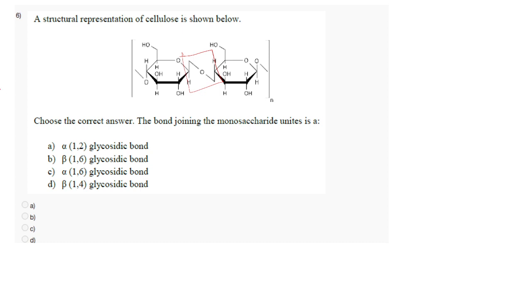If we know the naming of the sugars, you can start numbering 1, 2, 3, 4, 5. Is option B the correct answer, beta 1,6 glycosidic bond? Let me name the carbons 1, 2, 3, 4, 5. Now you tell.